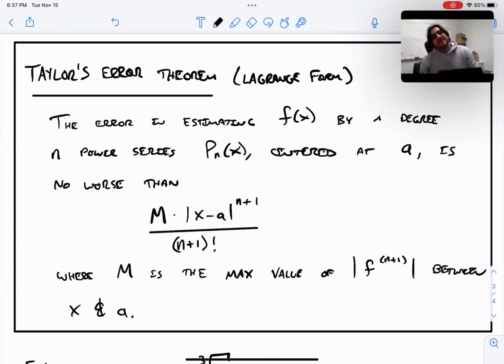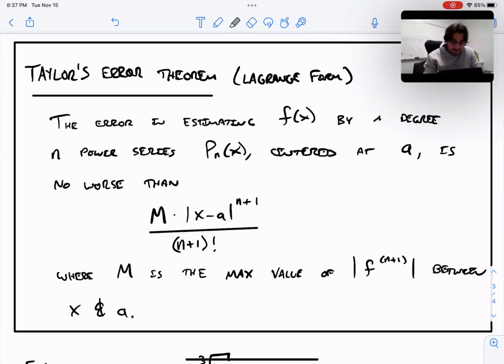So, Taylor's error theorem. This is a bit of a mouthful. There are different versions of Taylor's error theorem, so if you're looking at another source, you might see it written slightly differently. There's the Lagrange form, the Cauchy form, etc. There are different ways this is stated, but it always says essentially the same thing.